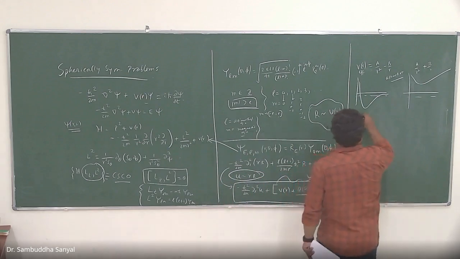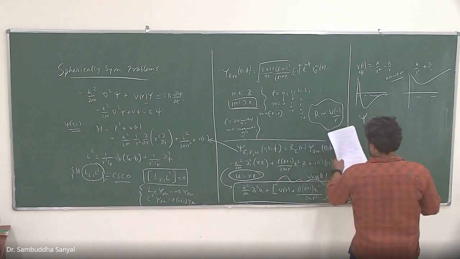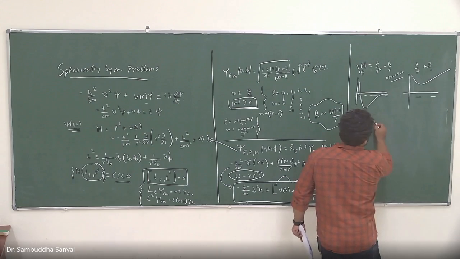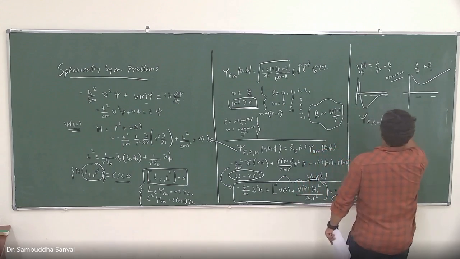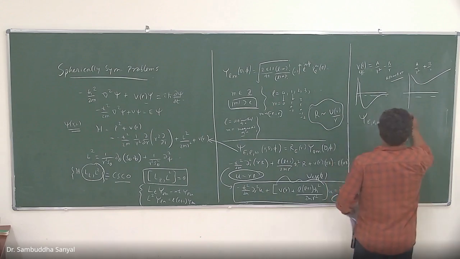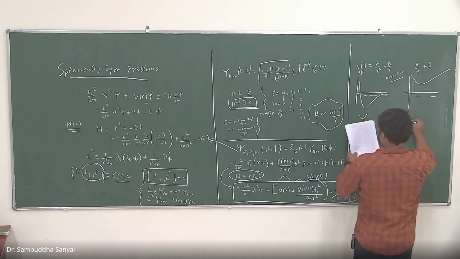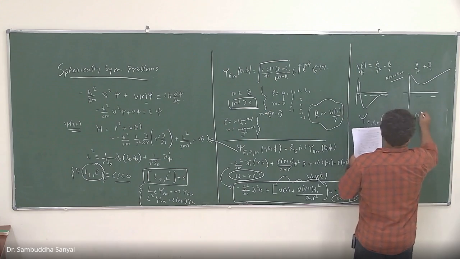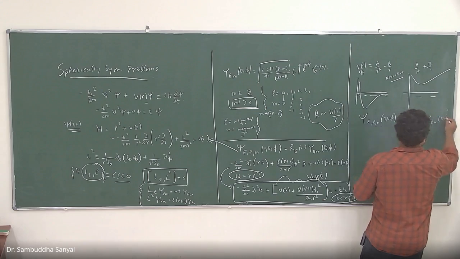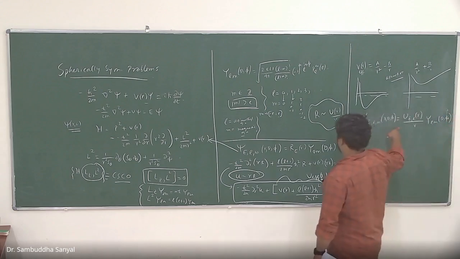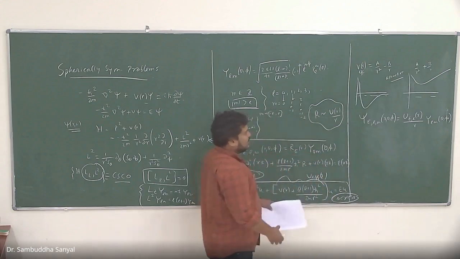So my psi_{E,L,M}(r, theta, phi) is u_{E,L}(r) over r times Y_{L,M}(theta, phi). So this solution, this u, I am putting it.